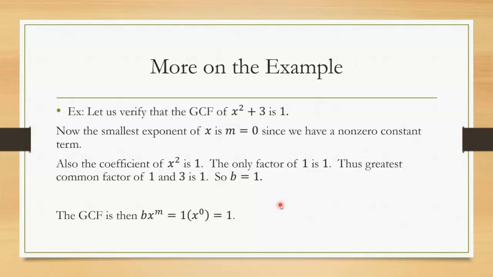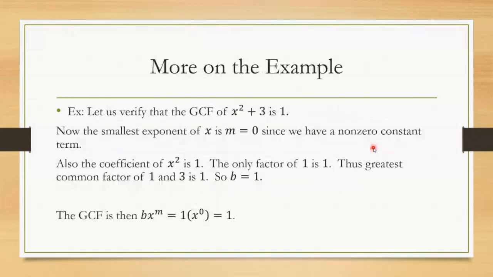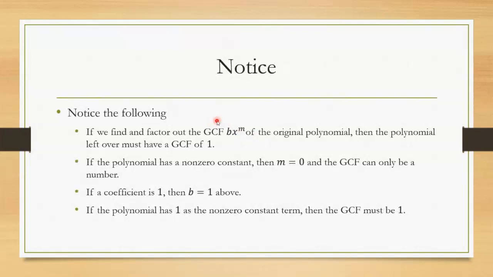And again, it's no accident that we get 1 here, because we factored out the GCF already. What's left over should have a GCF of 1. And that's really one of the notices on this screen, that the polynomial left over will have terms with a GCF of 1. And this is just something else I said before. If there's a non-zero constant term, that tells you the m has to be 0. The GCF can only be a number.